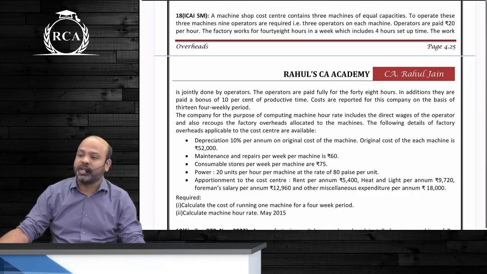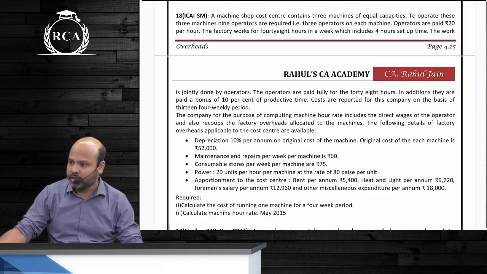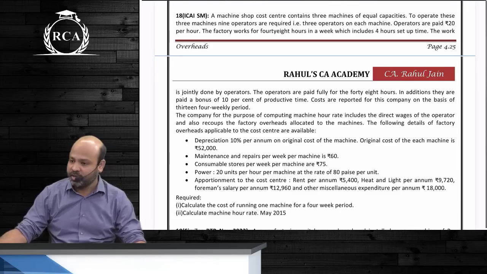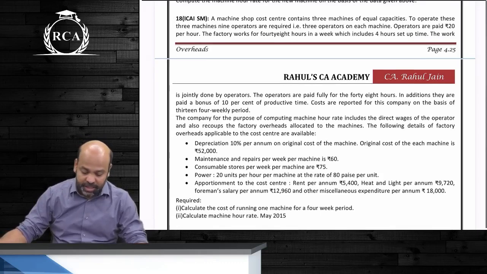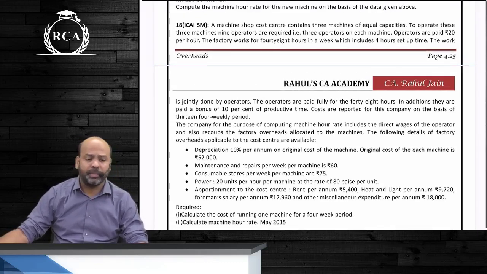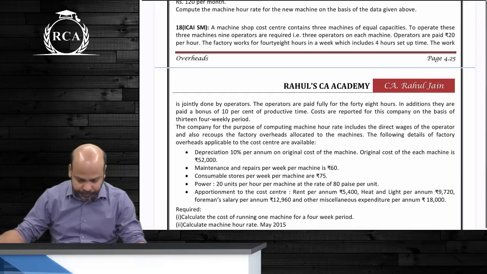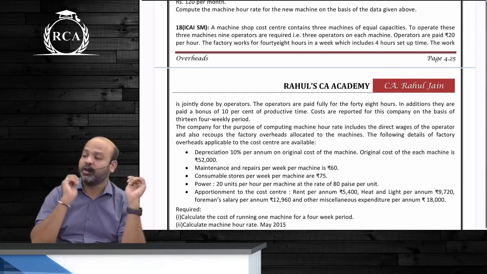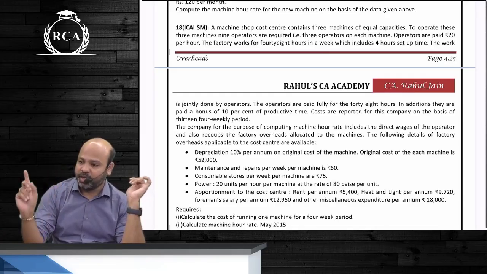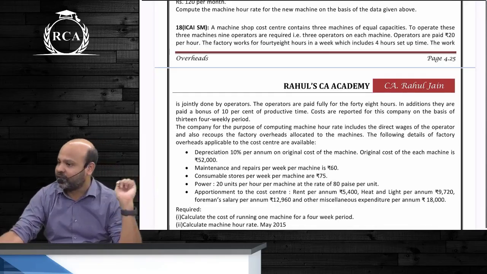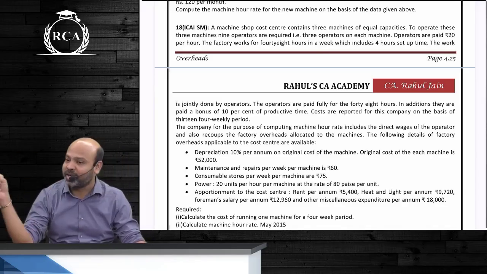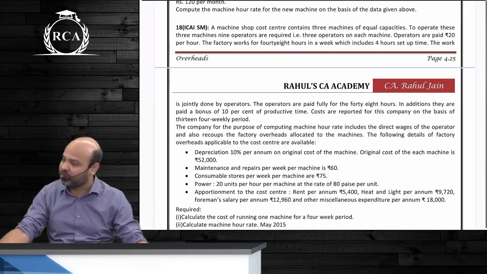Any annual expenditure will be divided by 13. Why 13? There are 13 4-weekly periods in a year. That is why beta you'll have to divide by 13. If any expenditure is given per week, you simply multiply that by 4 weeks. So operators are paid 20 rupees per hour. Do you think all the 9 operators collectively will be paid 20 rupees per hour, guys, or one operator will be paid 20 rupees per hour? Very good, guys. So in relation to one machine, there will be 3 operators. 3 multiplied by 20, 60 rupees hoga.